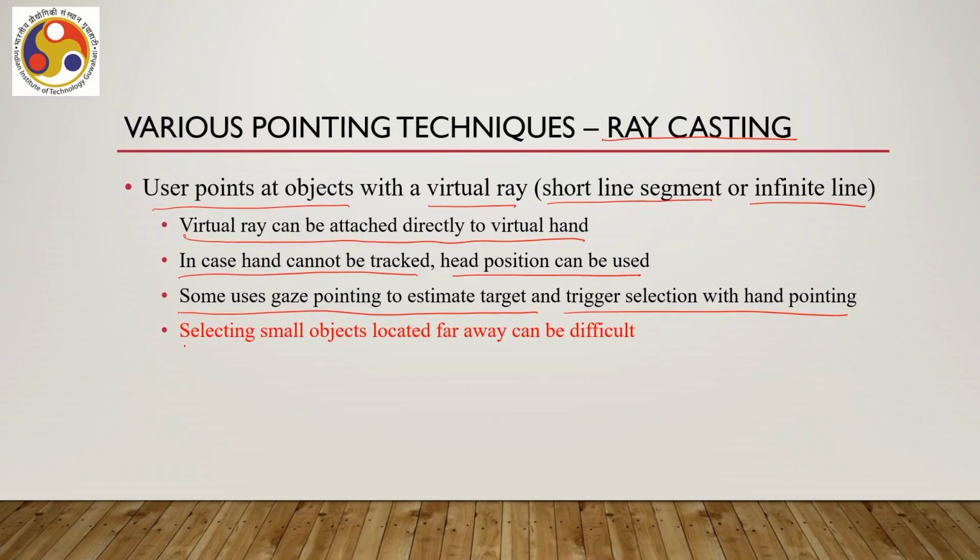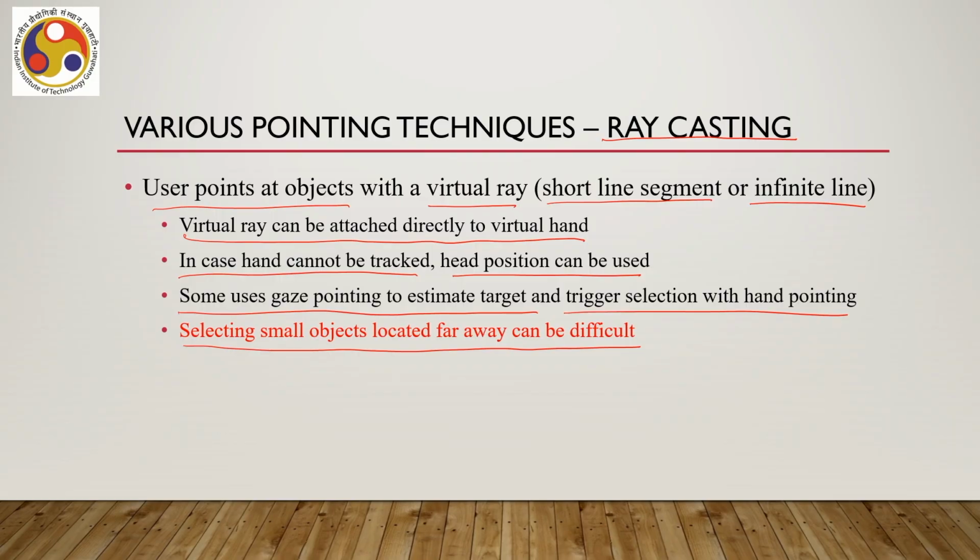Like hand based selection, here also selecting small objects located far away can be difficult because it requires precision. So, precisely pointing the ray towards a distant small object is quite challenging, requires some practice, and the problem gets compounded when the small object is surrounded by other objects smaller or larger or of similar size. So, in that case precisely pointing to the object to be selected becomes challenging.